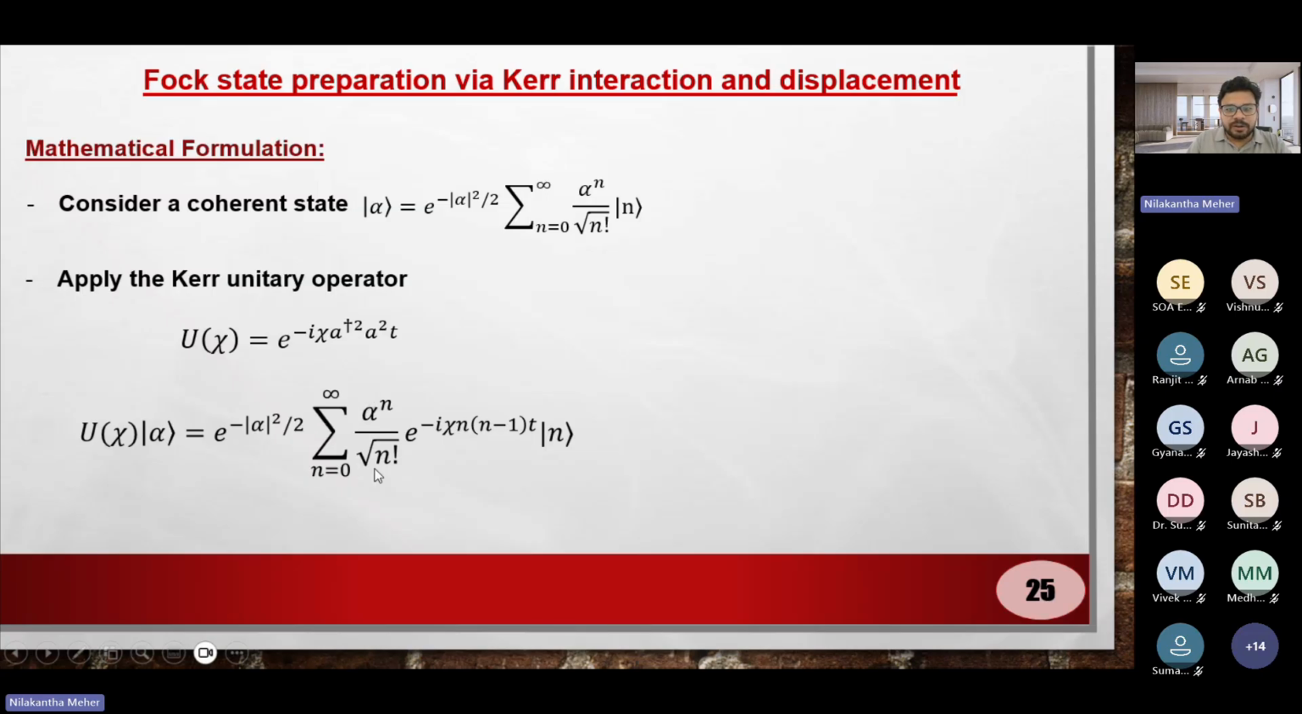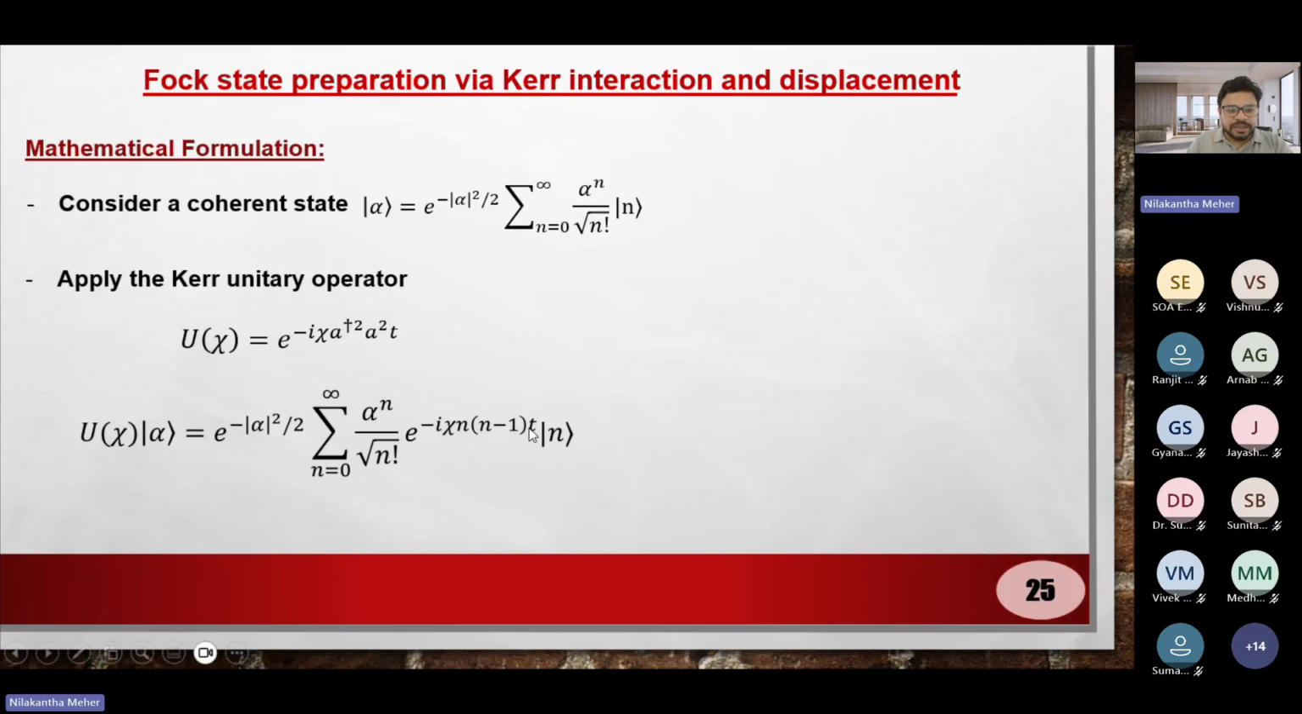So this is all the same superposition, all these things. This unitary operator, essentially a dagger square a square, has the ket n as its eigenstate. That's why it is pulling out this exponential term, that is e to the power minus i chi n into n minus 1 t.